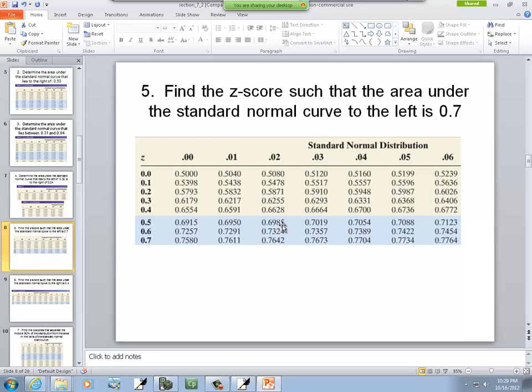So I'm looking here for one closest to 0.7 thousand, basically. Here, this one's 0.0015 off. This one's 0.0019 off. The one that's closest is this one right here, the 0.6985. So I come over to the left, and I get 0.5.